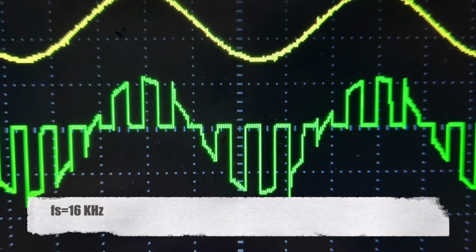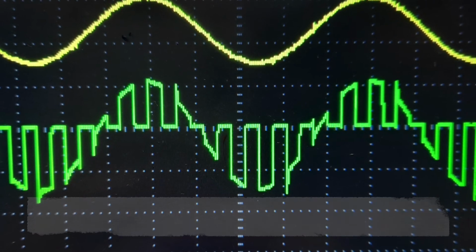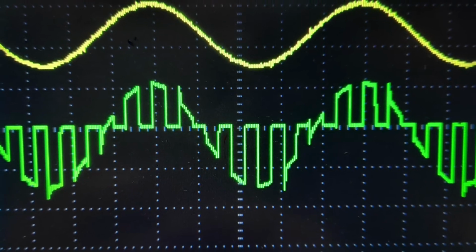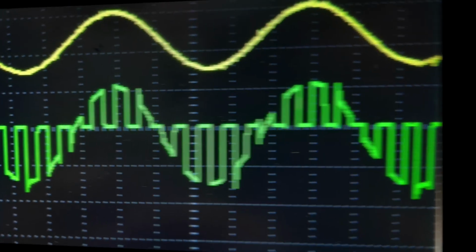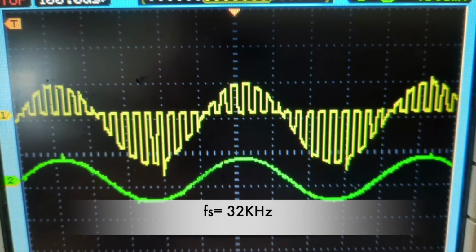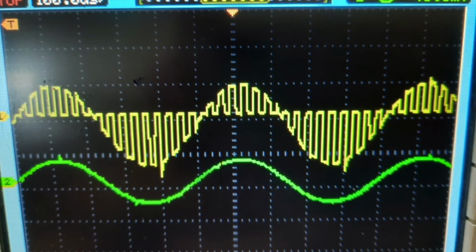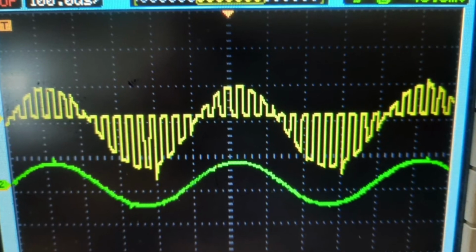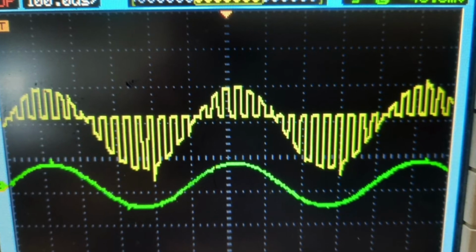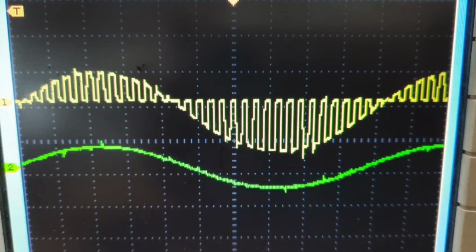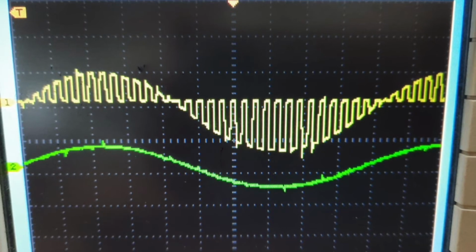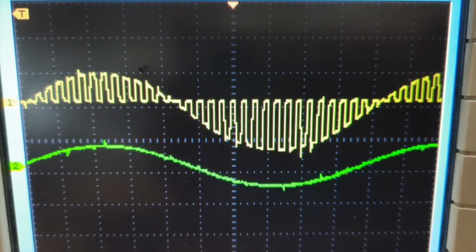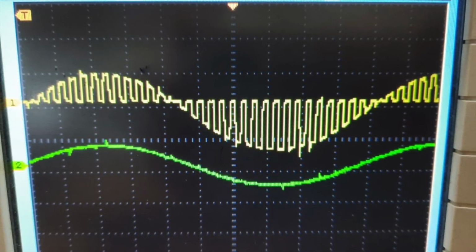Of sampling frequency. In the first picture, we can see that when the value of Fs is 16 kHz, the number of samples is 8. In the second picture, when the value of Fs is 32 kHz, then the number of samples is 16. In the third picture, when the value of Fs is 64 kHz, then the number of samples is 32.